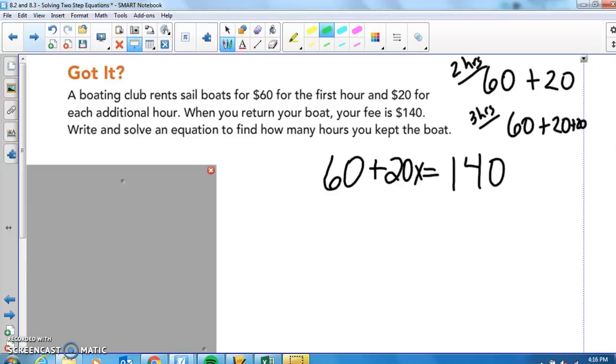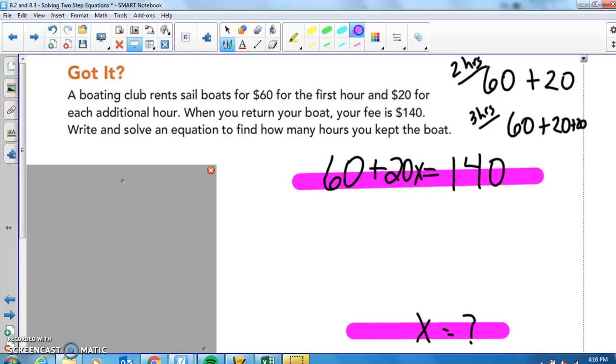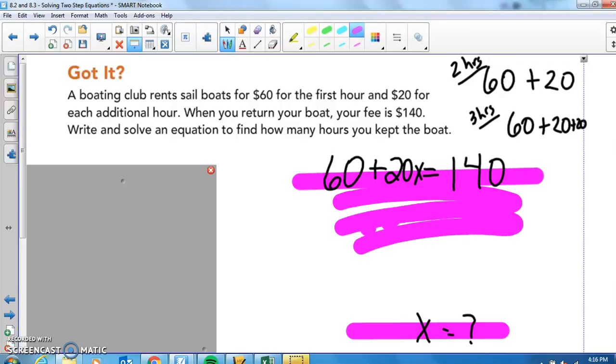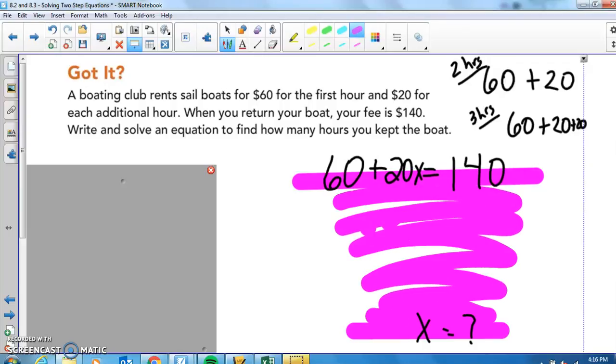So what I want you to do now is work through this equation and solve for x. You're going to do all this work right here and get what x equals. In this case, what would x equal? Not what the value is, but what does x represent? In this case, x is going to represent the number of hours. I'm going to put a star here, because we're going to come back and go back over this problem.